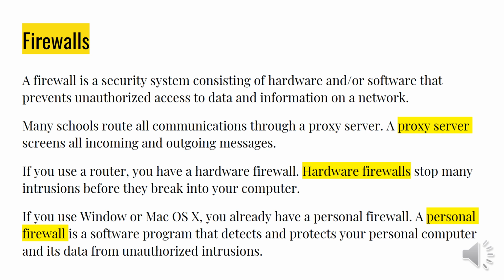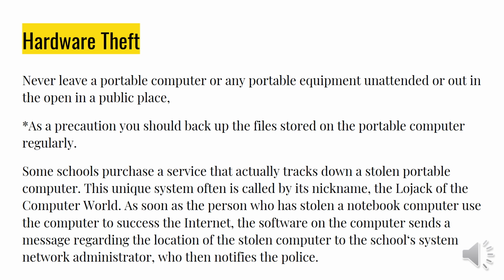A firewall is a security system consisting of hardware or software that prevents unauthorized access to data and information on a network. Many schools route all communications through a proxy server. A proxy server screens all incoming and outgoing messages. If you use a router, you have a hardware firewall. Hardware firewalls stop many intrusions before they break into your computer. If you use Windows or Mac OS X, you already have a personal firewall. A personal firewall is a software program that detects and protects your personal computer and its data from unauthorized intrusions.